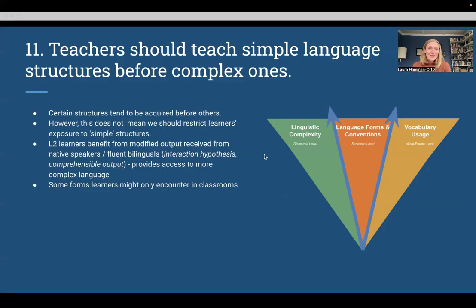We also know that there are certain forms that might only be encountered in classrooms. So it is important to teach some of those forms, simple or complex, because students might not encounter them outside of classroom spaces.